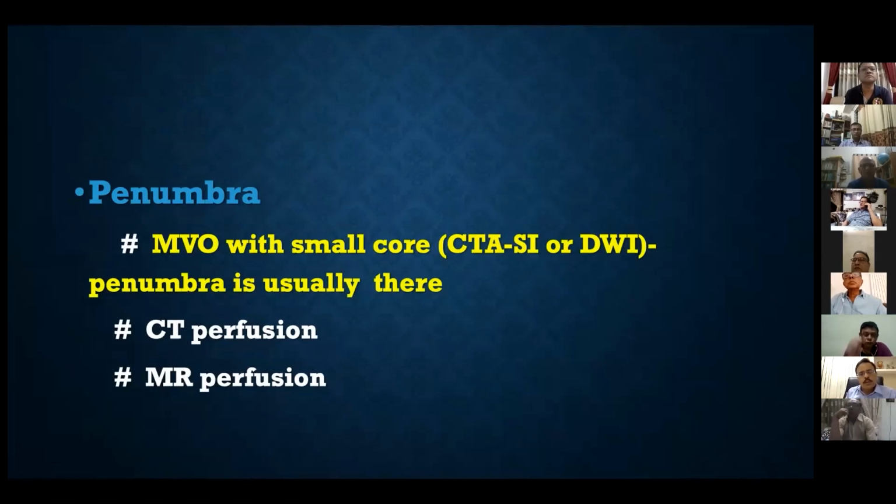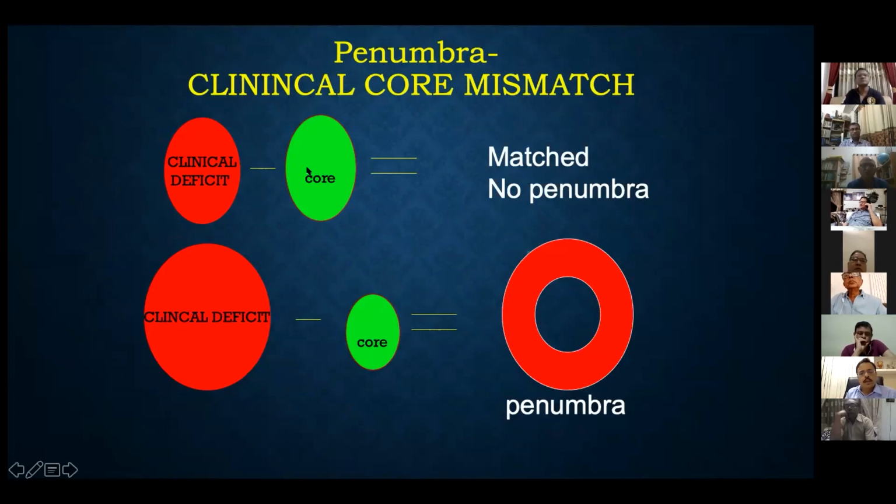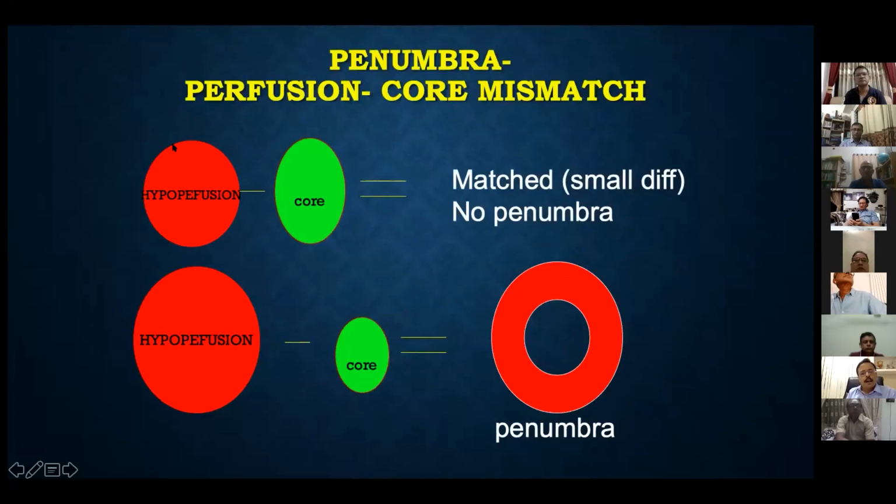Then when we come to penumbra, whenever we know there is a major vessel occlusion with a small infarct and a big deficit, then we know there is a penumbra. So it can be a clinical core mismatch. If the deficit matches the infarct core, then we know there is no penumbra. When the clinical deficit is much bigger and the infarct we can see is much smaller, then we know there is a penumbra. Another way is that we can do perfusion imaging. If the area of hypoperfusion and core are the same, then we say they are matched and there is no penumbra. But if we see a much larger area of hypoperfusion and the core is small, then we know there is a penumbra. So these are two basic approaches by which we can see penumbra.